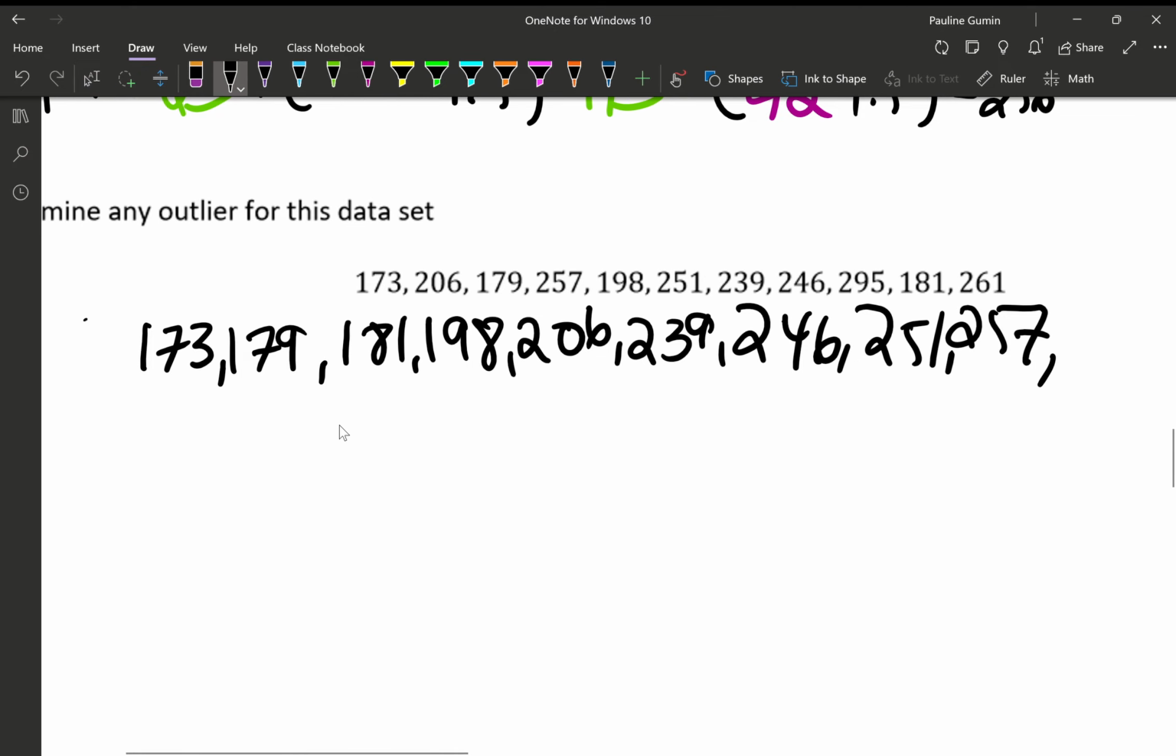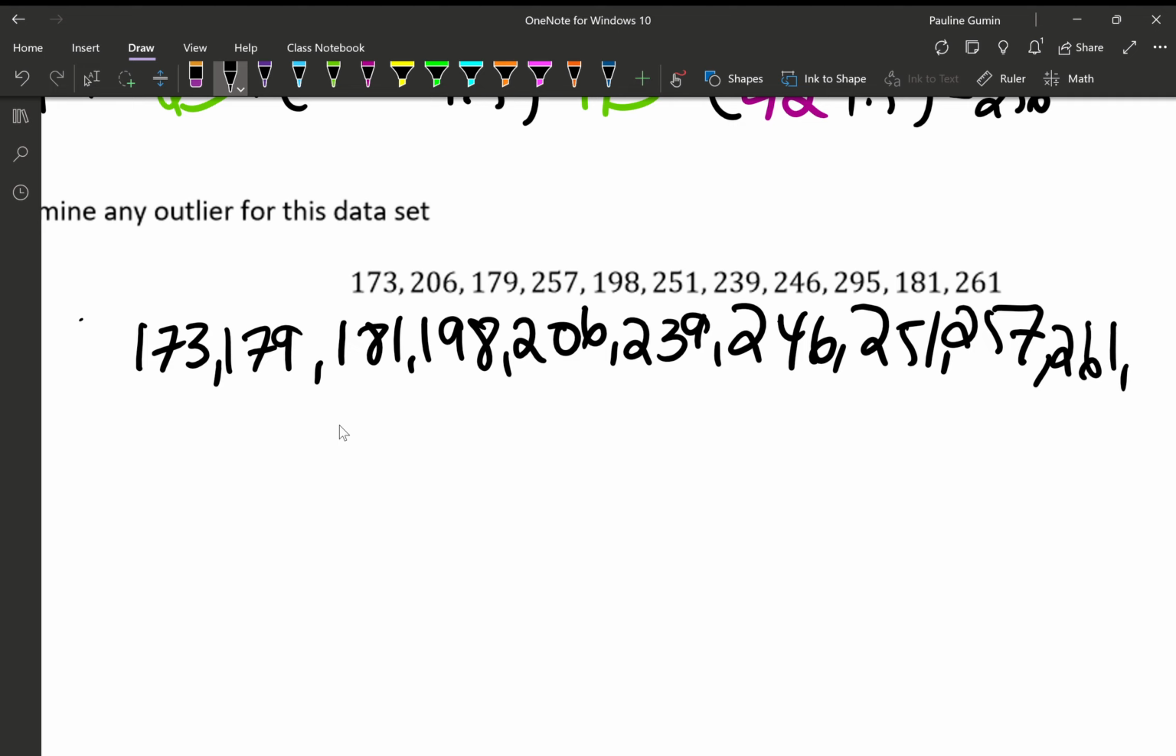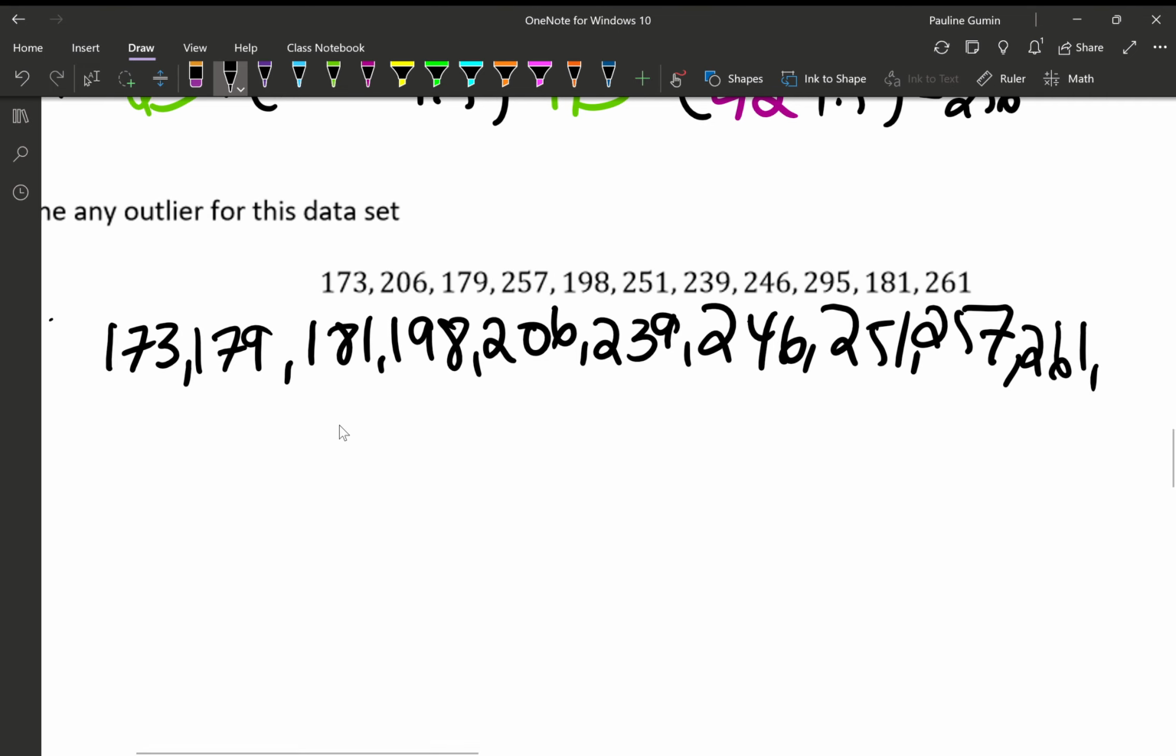Uh-oh. Will I run out of room? That's okay. You know what? I think I could fit the last number in, 295. Okay. Beautiful. First, I want to find the median. So I'm going to cross things off.